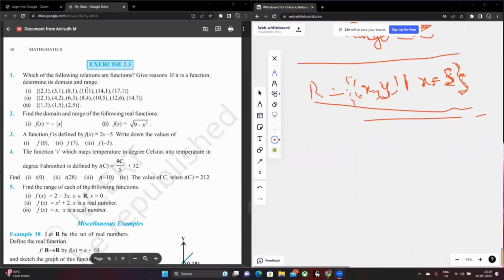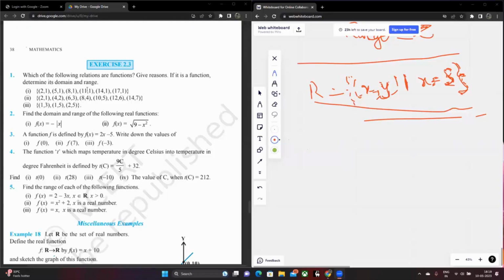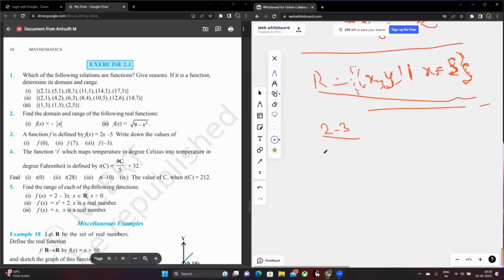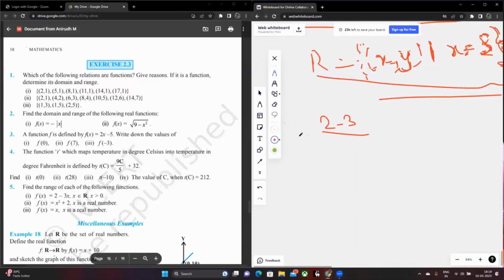Continuing in 5, 4, 3, 2, 1. Right. Exercise 2.3. We're going to see my whiteboard properly. Question number 1. Which of these relations is a function? You are basically asked to apply the properties of functions again and again, so that it just gets cemented into your minds. If it's a function, determine its domain and range.